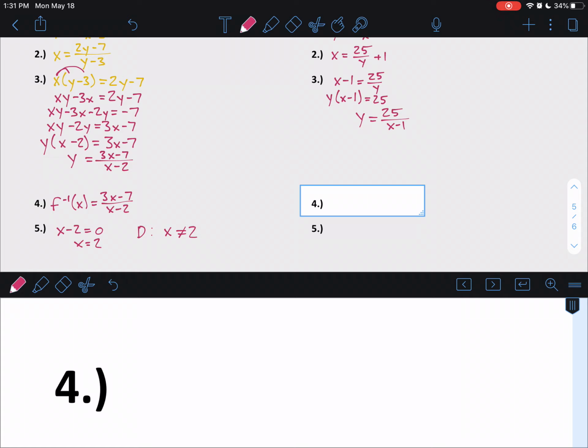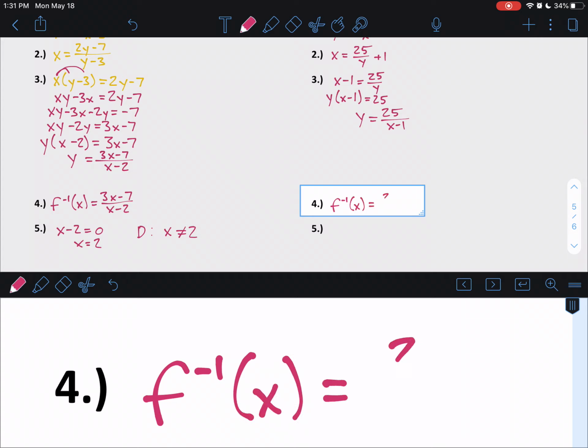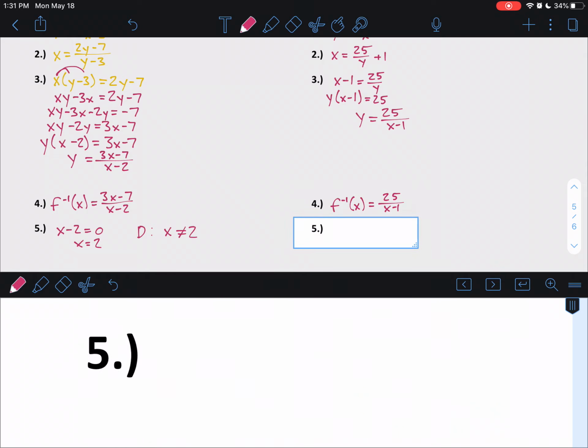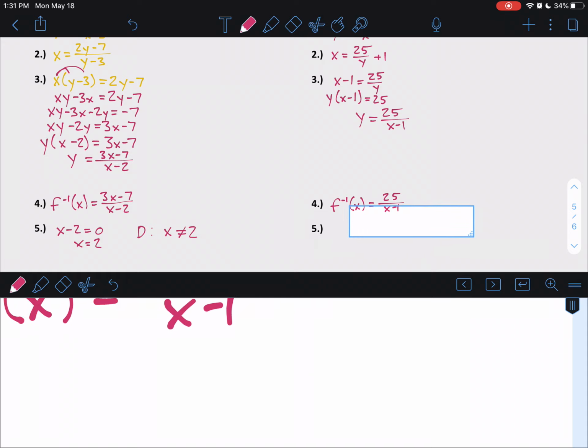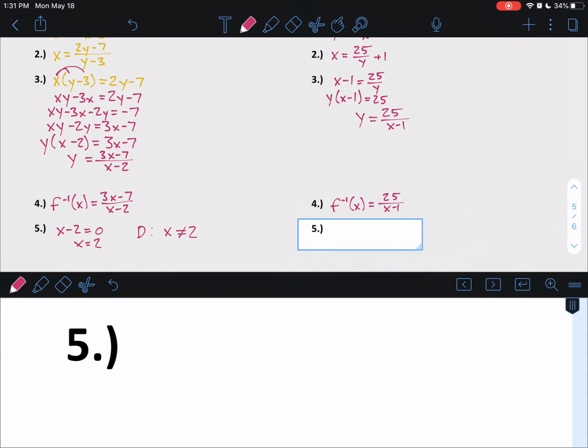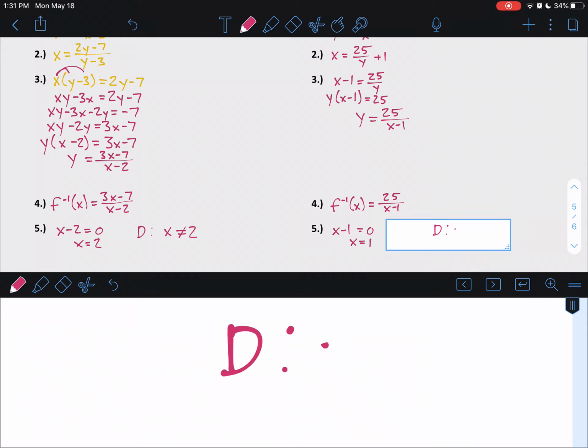Step 4 was replace y with f negative 1 of x equals 25 over x minus 1. And step 5 is identify the domain. So the denominator is x minus 1, set that equal to 0, add 1 to both sides, x equals 1, which means my domain is x is everything but 1.